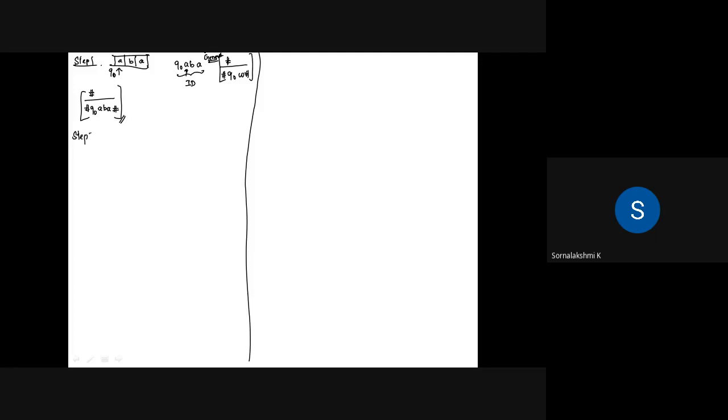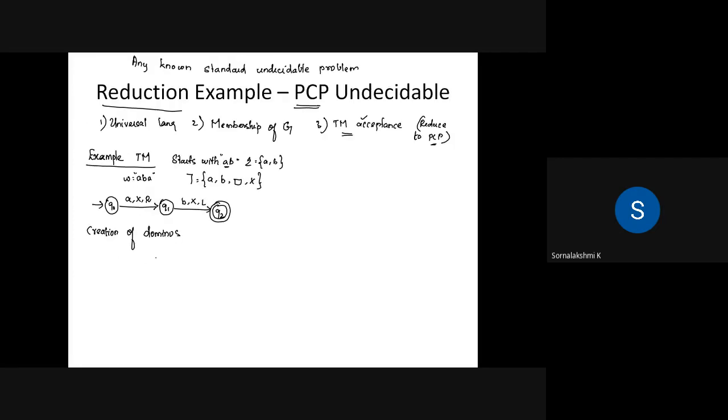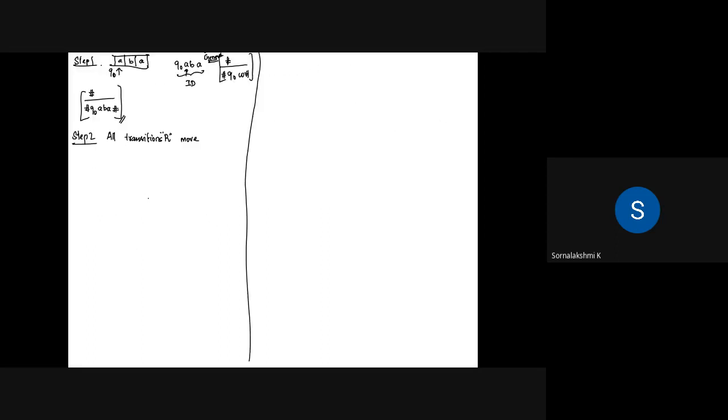And step 2, we take all transitions with the right move. Step 3 will take the left move. So in step 2 we take all transitions with right move. We have one transition with right move. So what is the transition? Q naught, when it sees A, replaces A with X and moves to right. So our transition function will look like this: Q naught, when it sees A, goes to state Q1, replaces it with X and moves to right. So this is the transition function.